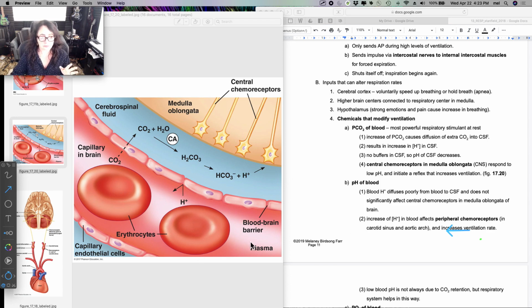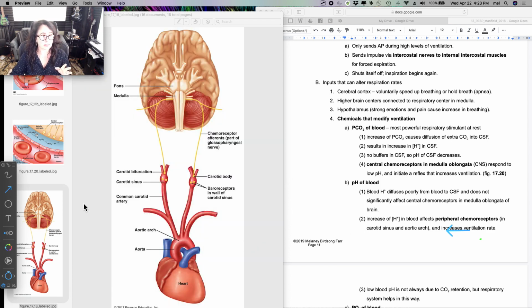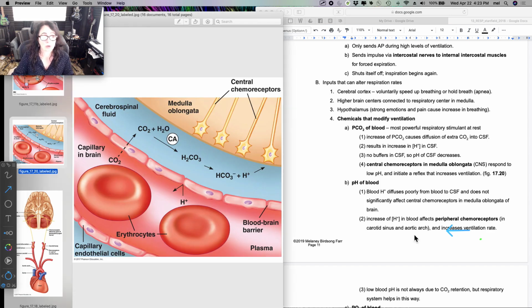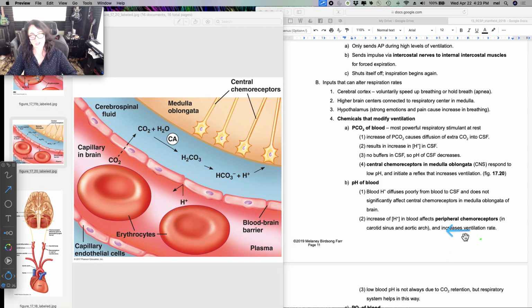And then the pH of the blood. The pH of the blood is less powerful than this because, of course, the H plus itself doesn't diffuse into the brain. So blood pH really doesn't diffuse into the brain appreciably unless you've got some damage in your capillary endothelium. So blood H plus diffuses very poorly from the blood to the CSF and doesn't significantly affect the central chemoreceptors in the central nervous system.